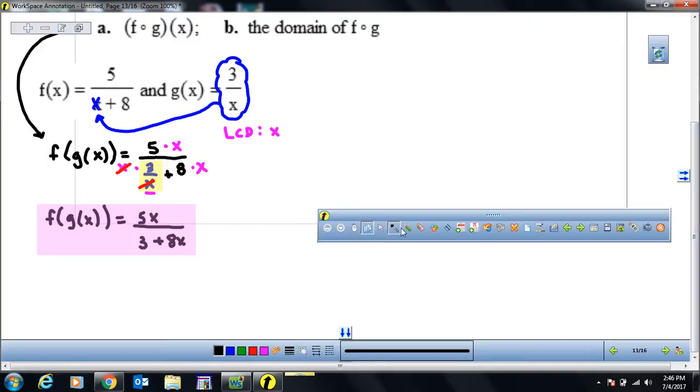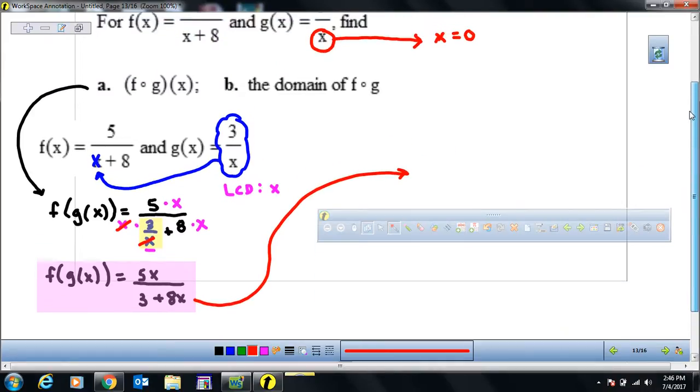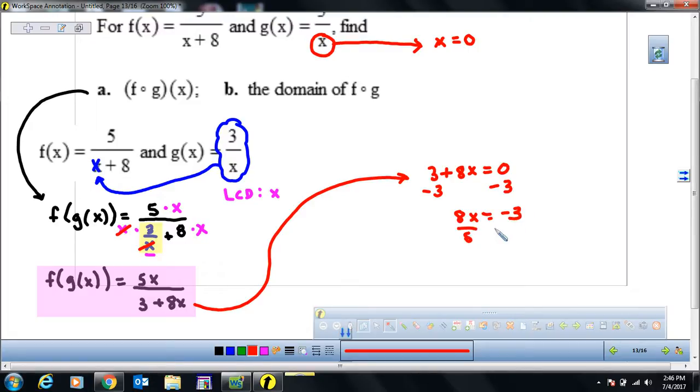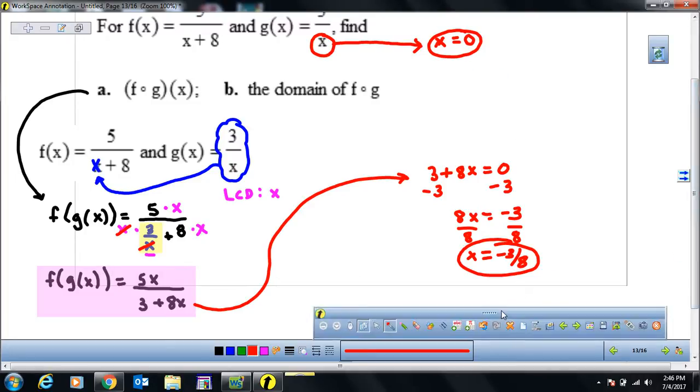Okay. But wait a minute, we ended up with another fraction in which we need to exclude anything that causes the denominator to be 0. Remember, that's what we do for the domain whenever we have a fraction. So in order for us to find out the value that makes the denominator 0, we need to set that denominator equal to 0 and solve for x. So we subtract 3 from both sides, so that gives me 8x equals negative 3, and then we divide by 8, so we get x is equal to negative 3/8. So x equals 0 and x equals negative 3/8, those are the only numbers that must be excluded because they're going to make my fraction undefined. Okay, so we need to exclude 0 and negative 3/8 from the domain.